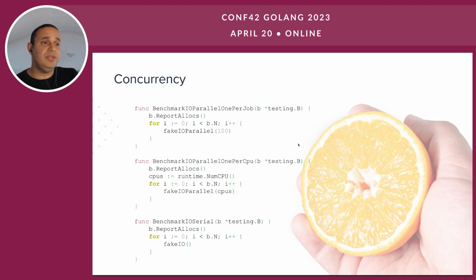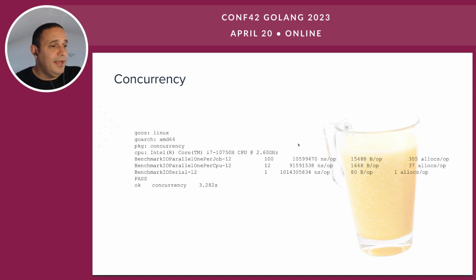In this case, I'm executing 3 benchmarks. I'm executing one benchmark where I do parallel IO with 100 goroutines, parallel IO based on the number of CPUs, and serial IO. If we run the benchmark on this, we are going to see that the first one, that has one goroutine per job, is going to have way more allocations, but the number of nanoseconds per operation is the smallest. So we are trading here probably memory and allocations against CPU time.